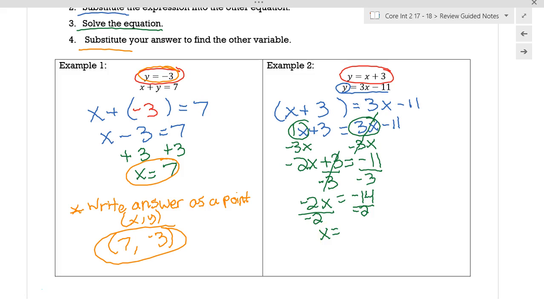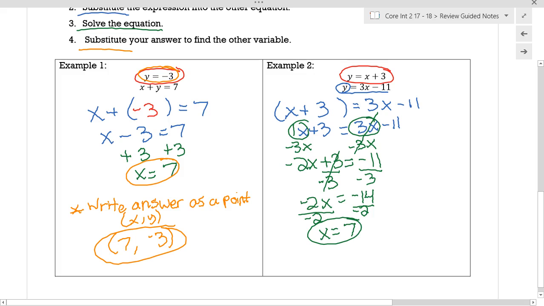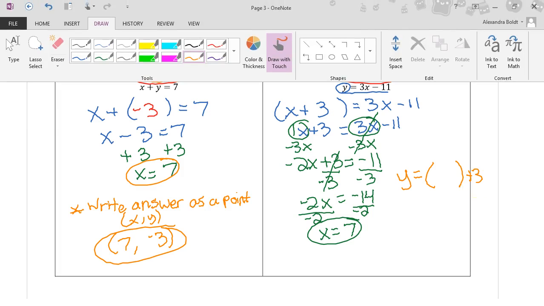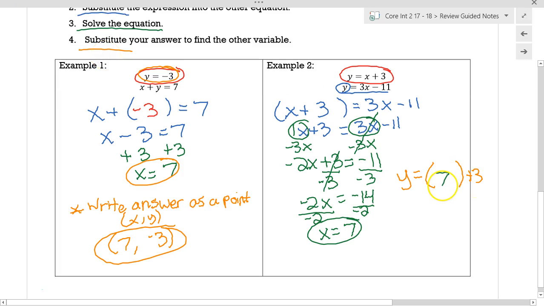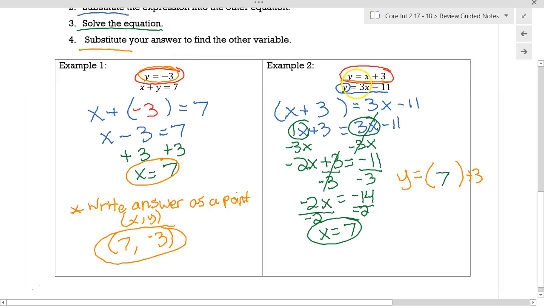Negative 14 divided by negative 2 is positive 7. Okay. So x equals 7. Now, in this problem, I don't know what y is. I just know that it's equal to x plus 3. So I'm going to do y equals, now that I know what x is, I'm going to substitute in for x. And we just found that x is 7, so y equals 7 plus 3, right? This is coming from this equation here.